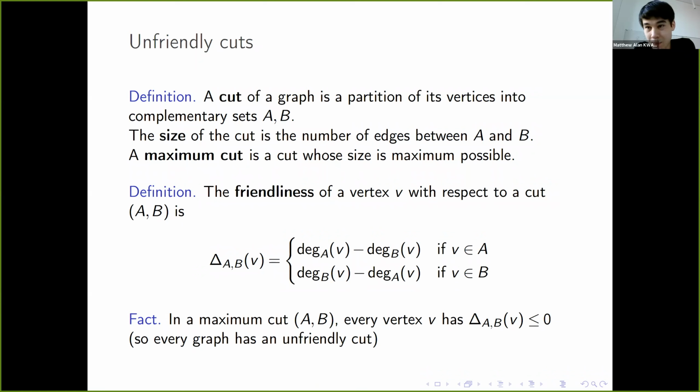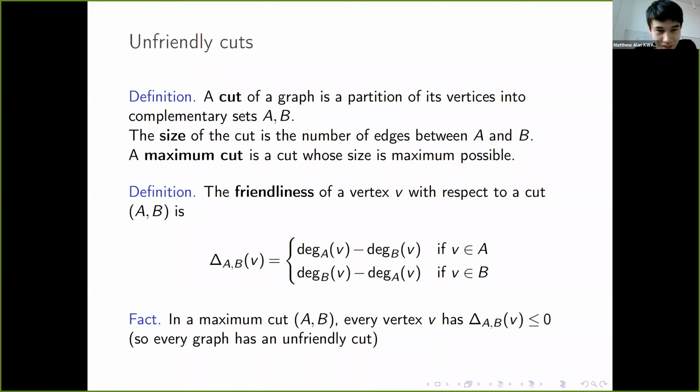And obviously, despite the fact that max cut is a computationally difficult problem, it's really easy to actually find an unfriendly cut in practice. You just repeatedly look for a vertex which is friendly, and if there is one, you move it to the other side. Doing that always increases the size of the cut, so it has to terminate eventually, in which case all the vertices are unfriendly.